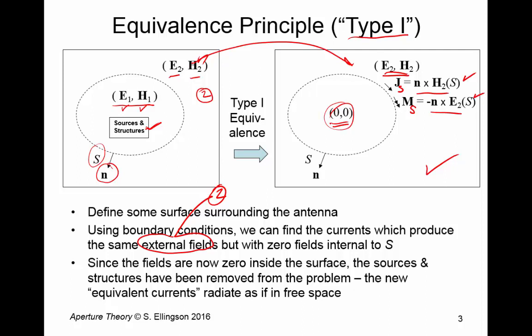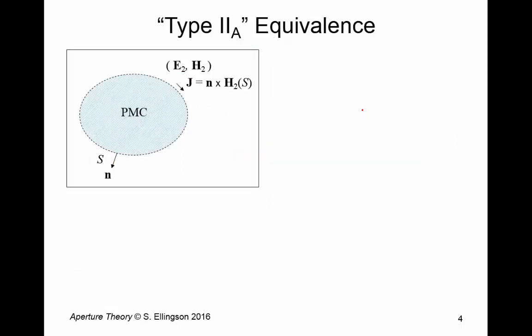Now we're allowed to do that because the fields in this region are 0. So if we add anything in here, we know that the surface currents will be the same. In other words, there's no change to the problem if we now put things in this volume because the fields are known to be 0. So we're allowed to do that. When we add this perfect magnetic conductor, this is the new scenario.